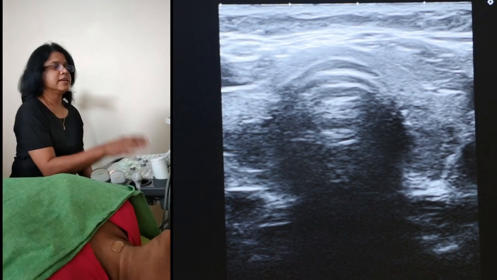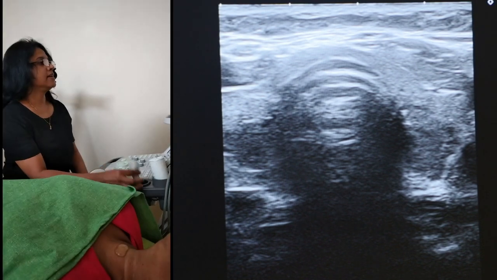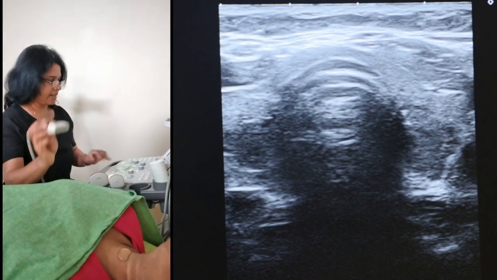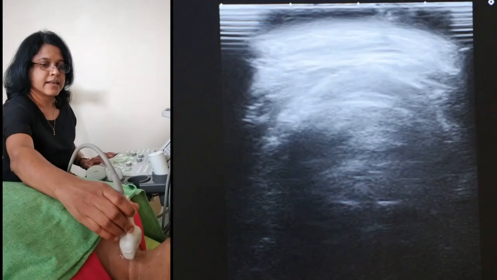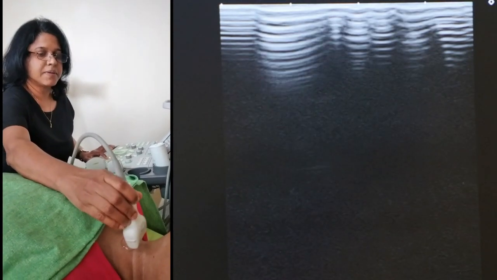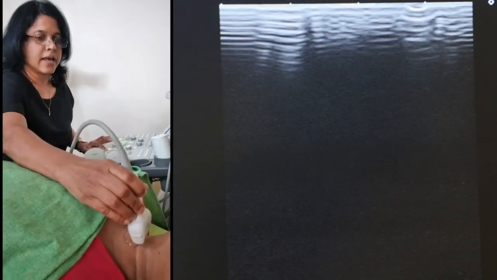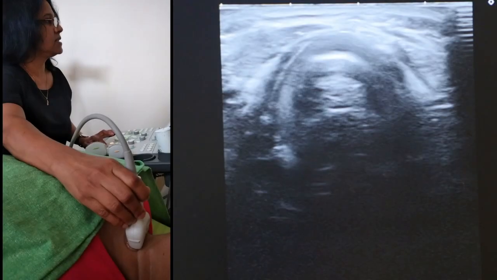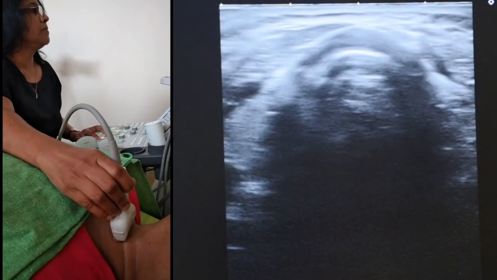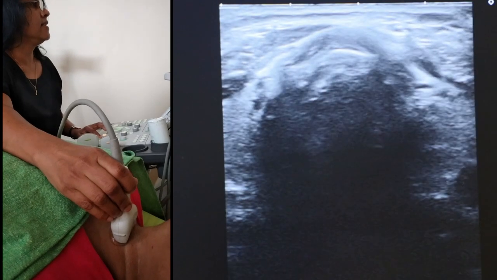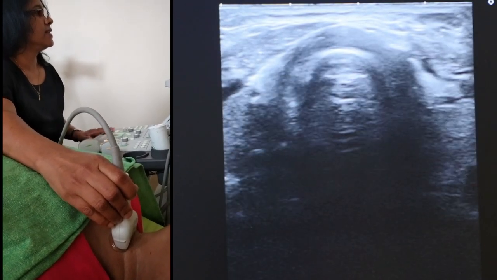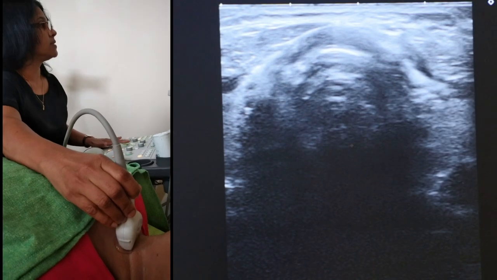First, I have to set the settings in the ultrasound machine. After that, I'll start seeing the thyroid like that. You have to keep the patient's neck extended, and you have to make sure that the patient is comfortable. So this is the midline structure, that is the trachea. You can see the air column within it.